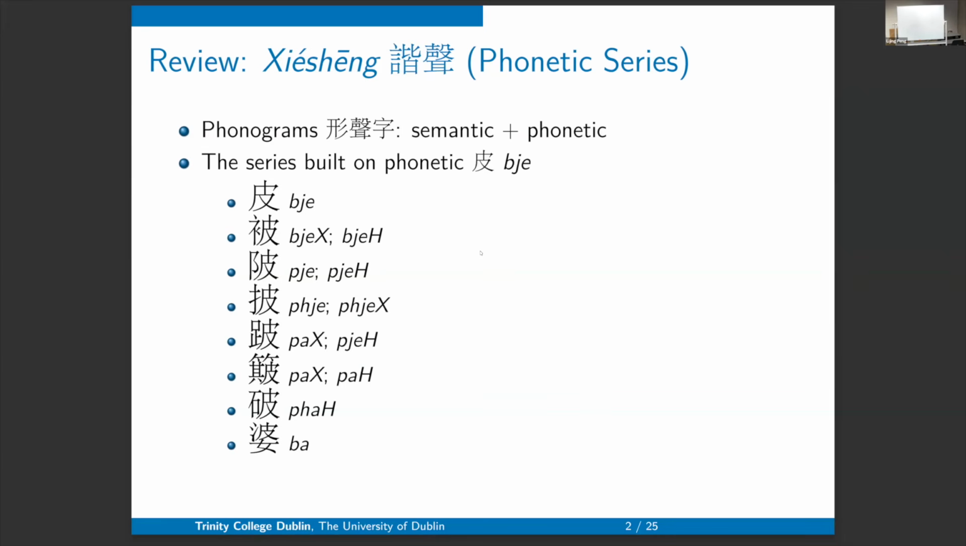So a character typically has a semantic component and a phonetic component, and here is a series built on this word gé, which I think means skin. Okay, so now we look at the series in Middle Chinese, and we have to start from Middle Chinese because it's the first place we have systematic recording of the pronunciation, right?